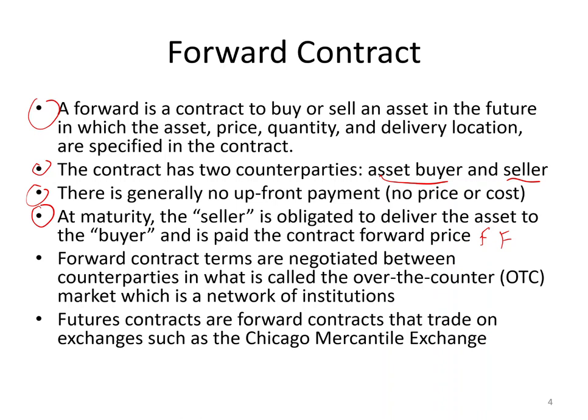Forward contract terms are negotiated between counterparties in what is called the over-the-counter market, or the OTC market, which is a network of institutions. Futures contracts are forward contracts that trade on exchanges such as the Chicago Mercantile Exchange or the New York Mercantile Exchange, also called the NYMEX. In those cases, you cannot negotiate the terms of the contract. You simply buy or sell the contracts.